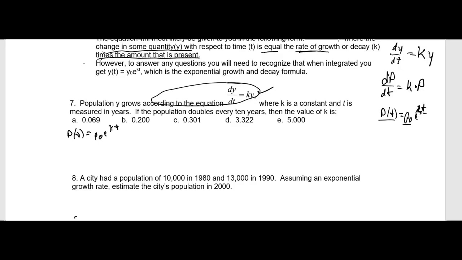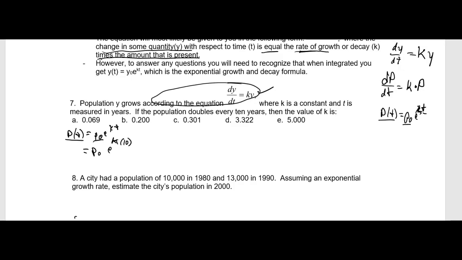So the question then: if the population doubles every 10 years, so our time would have been 10, what is the value of k? K would be the variable that should be left over to solve for. You weren't given an initial population. You weren't given our population at that time.